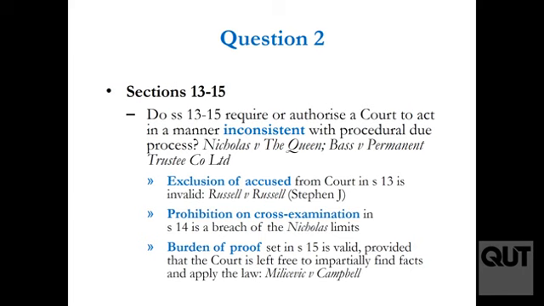Section 14 prohibits cross-examination. That is also likely to be a breach of those Nicholas limits. So what those Nicholas limits are concerned with, it's due process. So prohibiting cross-examination could interfere with due process. Section 15 would be okay because the Commonwealth does have power to make laws relating to the burden of proof, as long as the court is left free to impartially find facts and apply the law.